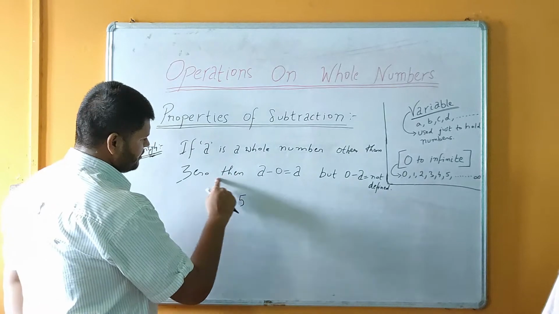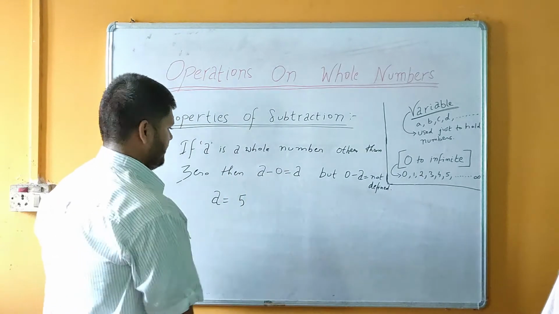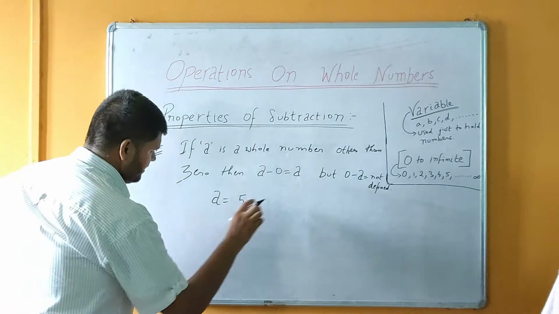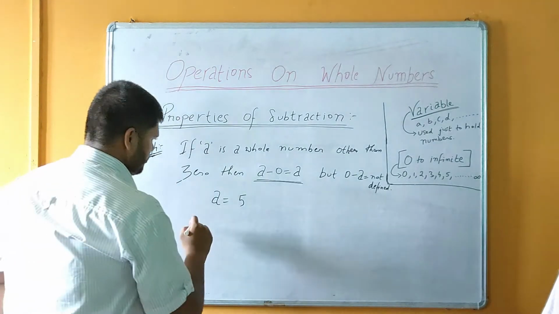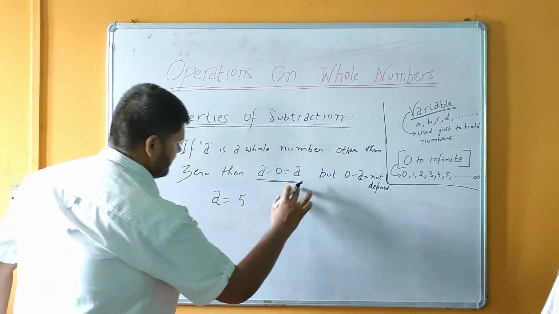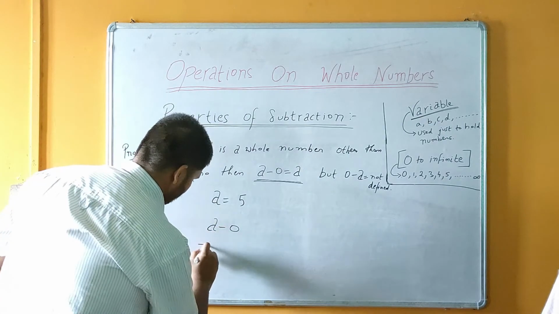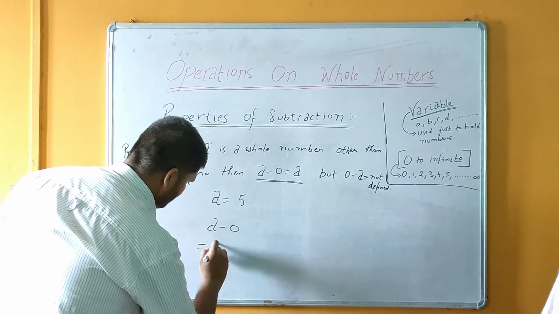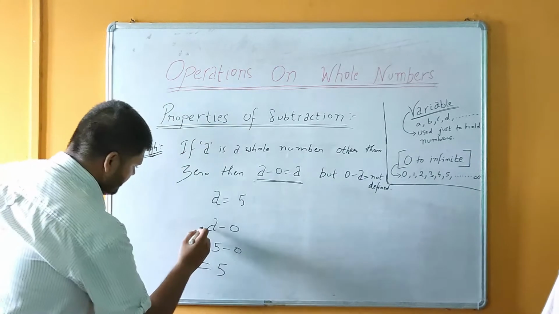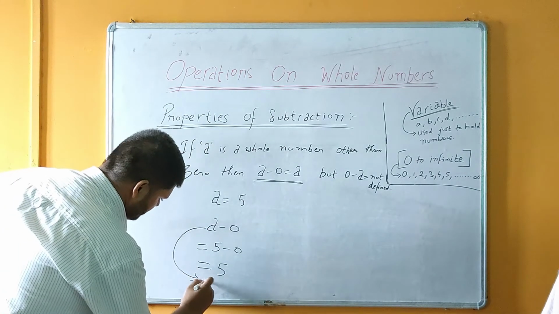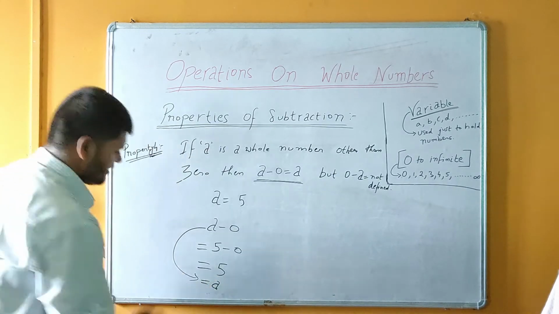Now we are going to see that A minus 0 equals A. We have to see whether this expression is satisfied or not. So first we write this expression: A minus 0. A is 5. 5 minus 0 yields 5. That means A minus 0 also gives us A. This 5 is nothing but A.